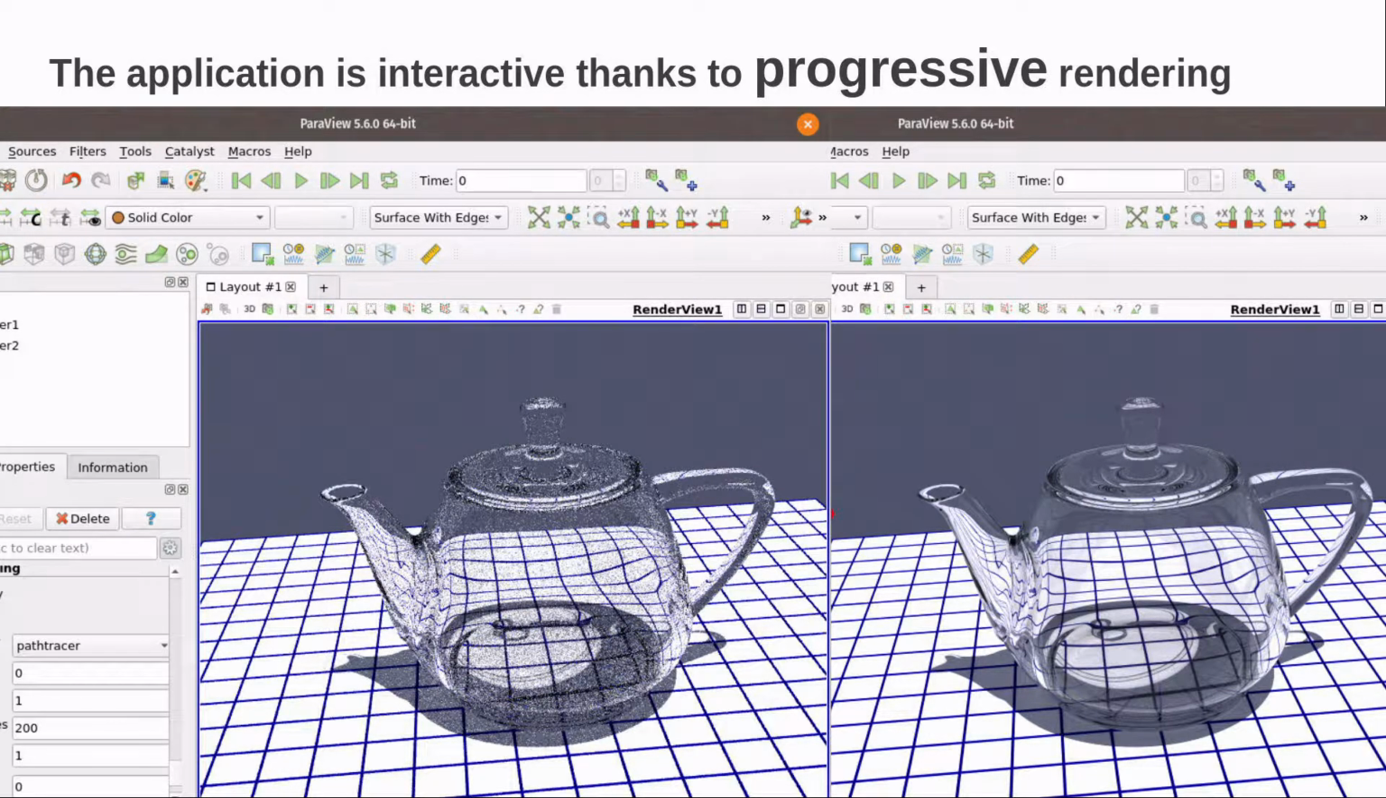I have here two pictures. One of them is kind of noisy. One of them is the fully converged image. This is the so-called progressive rendering, and this is why the application is interactive. I can do incremental rendering of my image all the way to full quality.